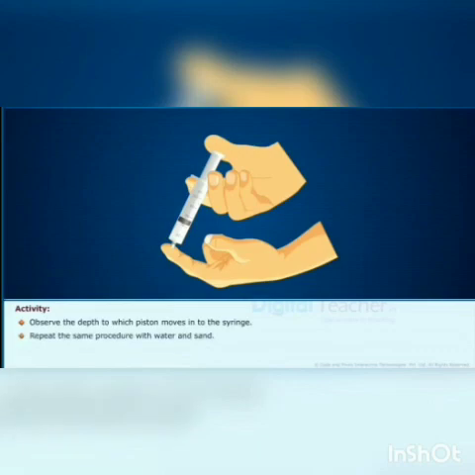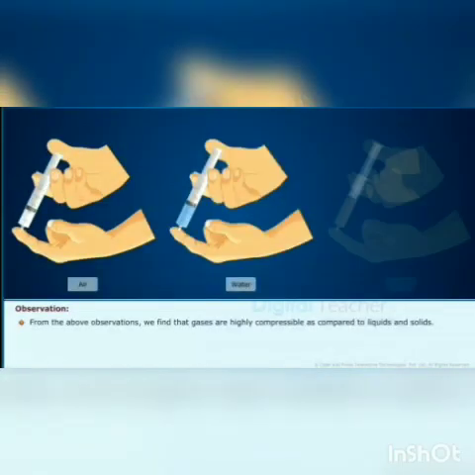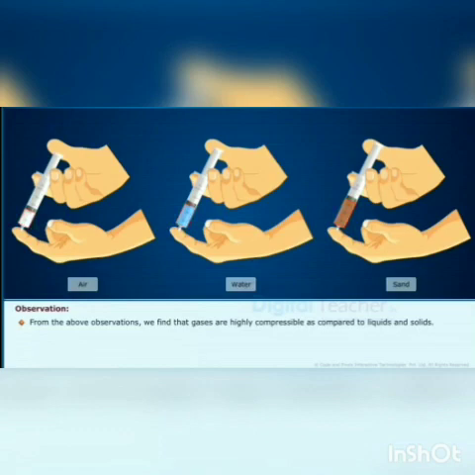Repeat the same procedure with water and sand. Similarly, observe the depth to which the piston moves into the syringe. Observation. From the above observation, we find that gases are highly compressible as compared to liquids and solids.